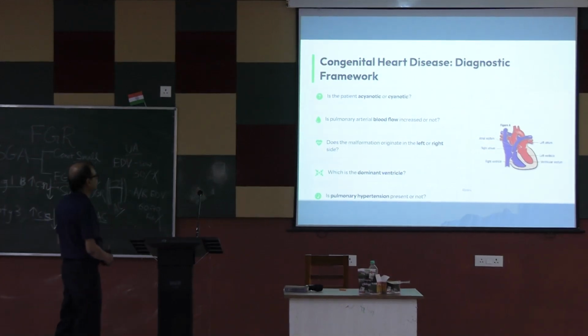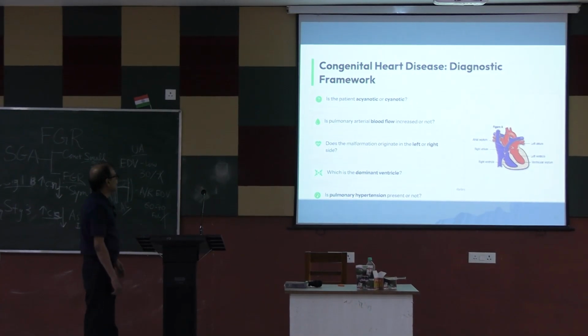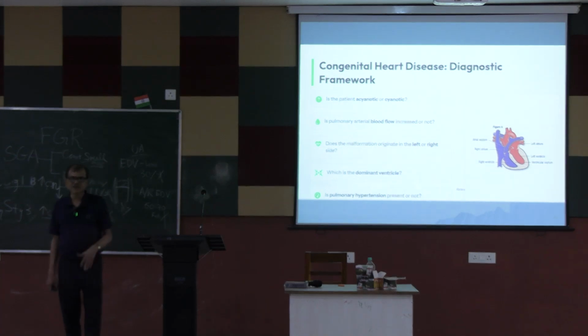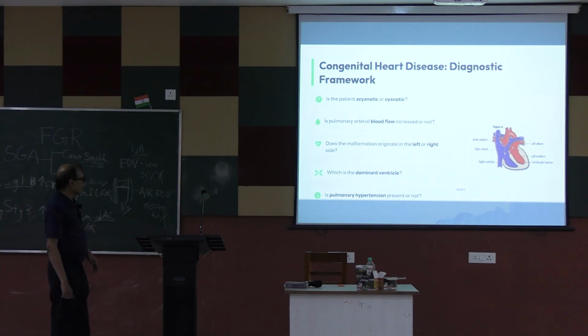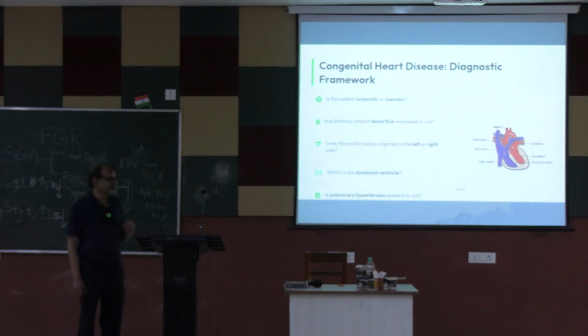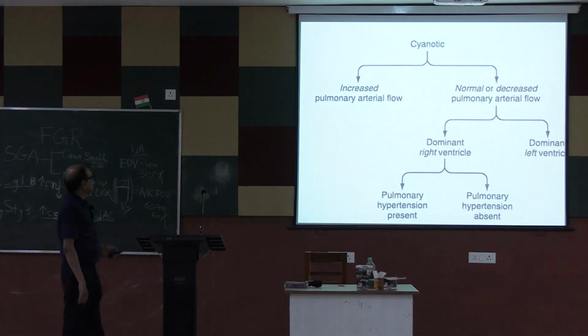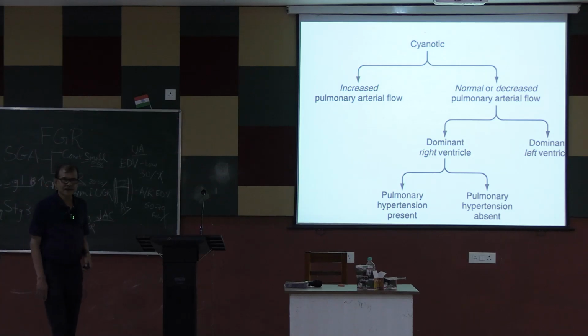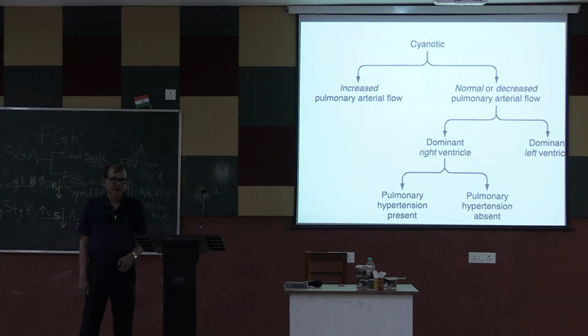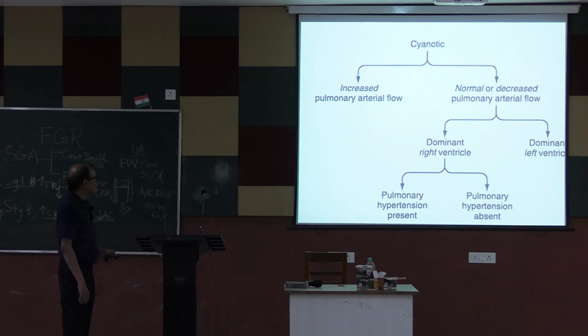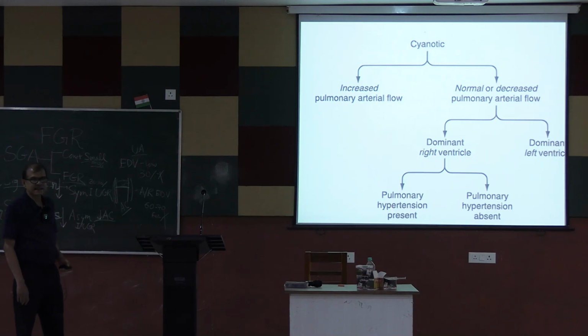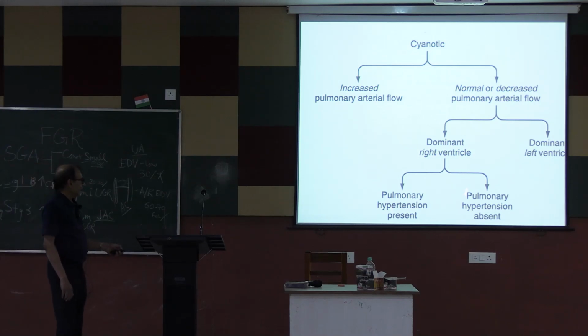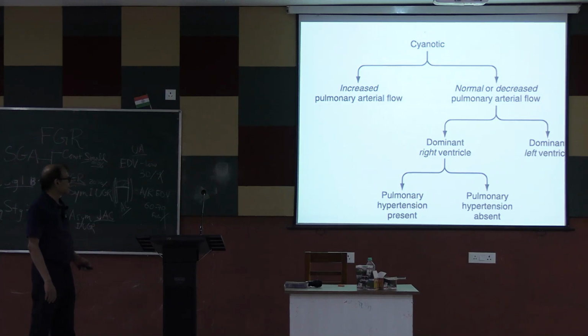Workup should be done on the basis of first, whether acyanotic or cyanotic, then whether pulmonary arterial blood flow is increased or not, then the site of malformation, either left ventricle or right ventricle, then which ventricle is the dominant ventricle, and lastly, whether pulmonary hypertension is present or not. The cyanotic, increased pulmonary arterial blood flow: total anomalous pulmonary venous connections, truncus arteriosus. Second, normal or decreased pulmonary arterial flow, dominant right ventricle, pulmonary hypertension present, right to left shunt. Dominant right ventricle, pulmonary hypertension absent.